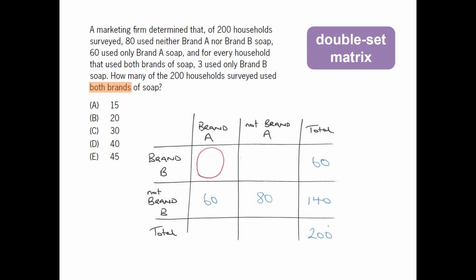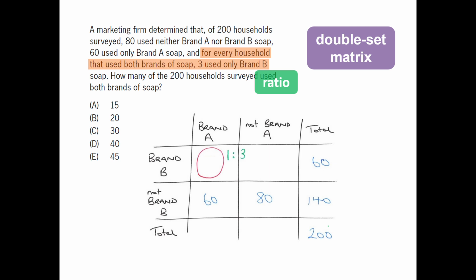Okay, so this problem is a medium level problem. It's not just a double set matrix. There's an extra twist. We need to deal with this sentence here. This really means for every one household that used both brands, 3 used only B. Recognize it yet? That's a ratio. So somehow let's put this ratio into our table. I'm going to write it like this. It's a ratio of 1 to 3 between these two boxes.